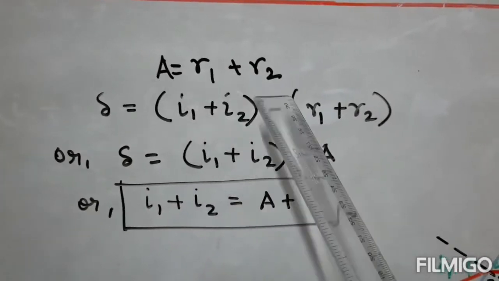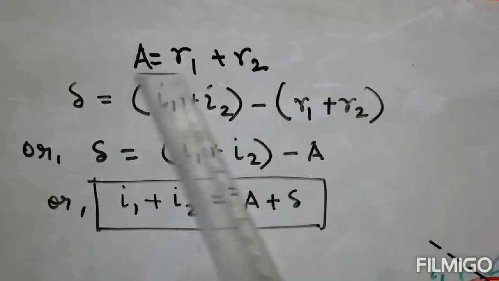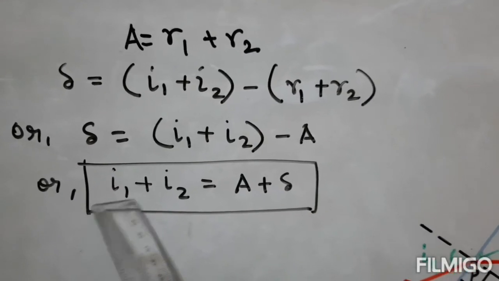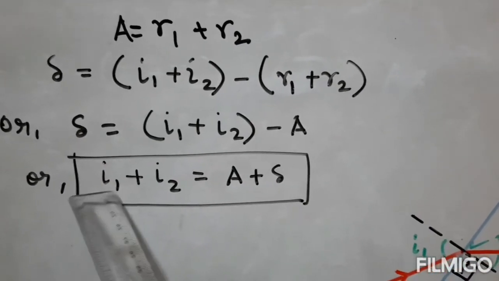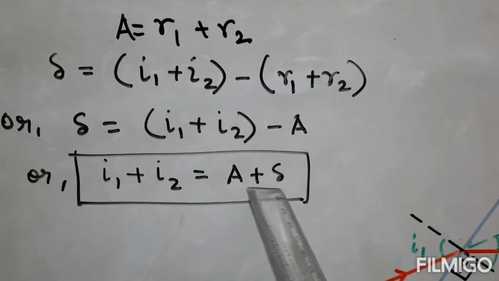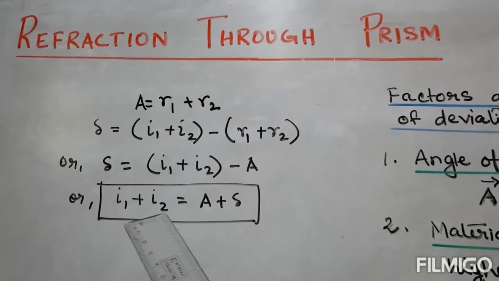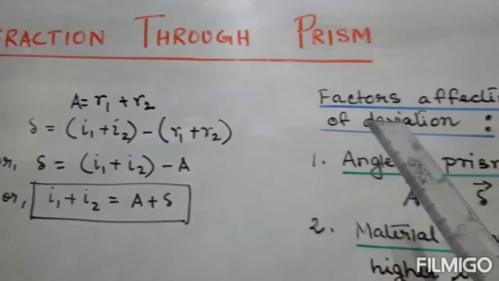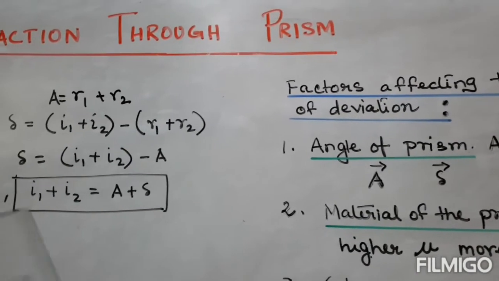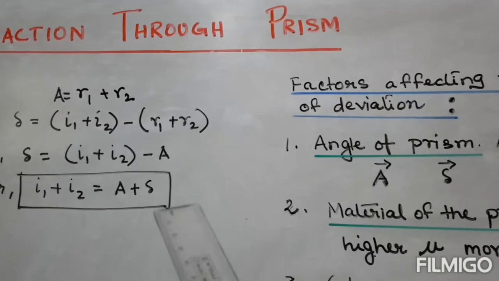When we use the second relation in the first relation, we get R1 plus R2 equals A. So substituting the value, we get the sum of the angle of incidence plus angle of emergence is equal to the angle of prism plus angle of deviation. From the equation, we can find out the factors affecting the angle of deviation. I1 plus I2 equals the angle of the prism A plus the angle of deviation.